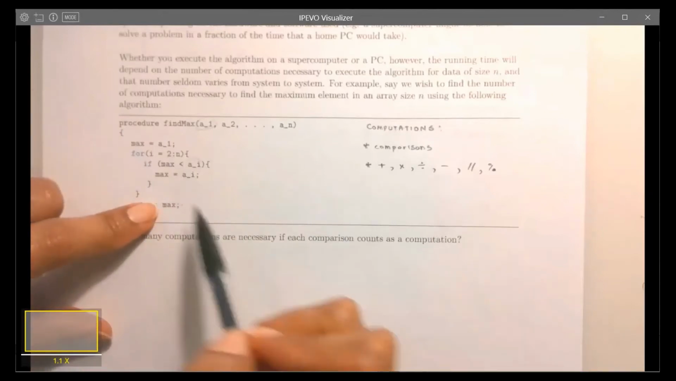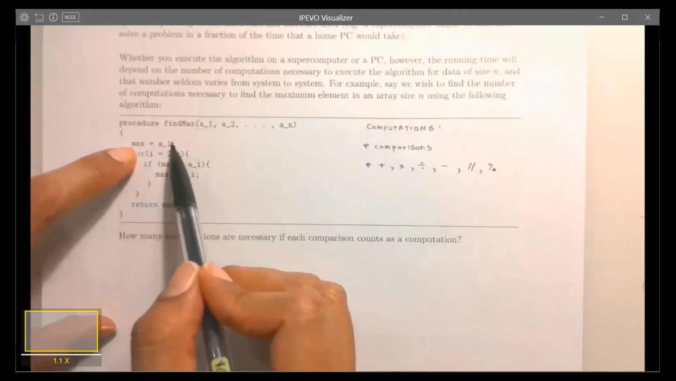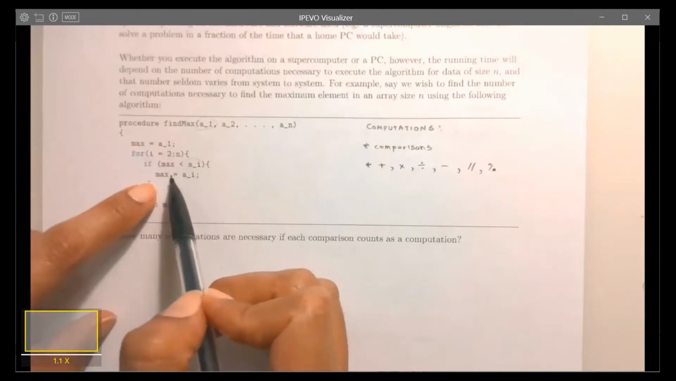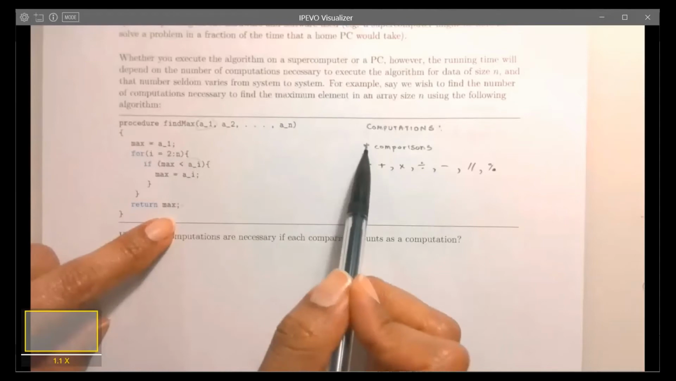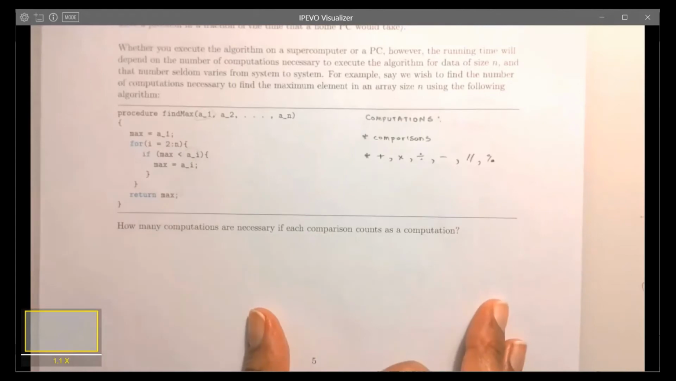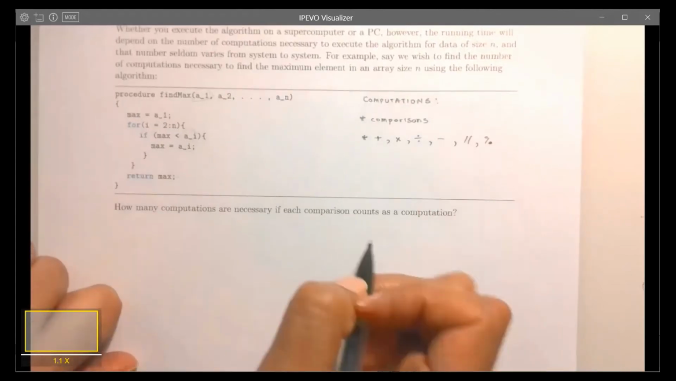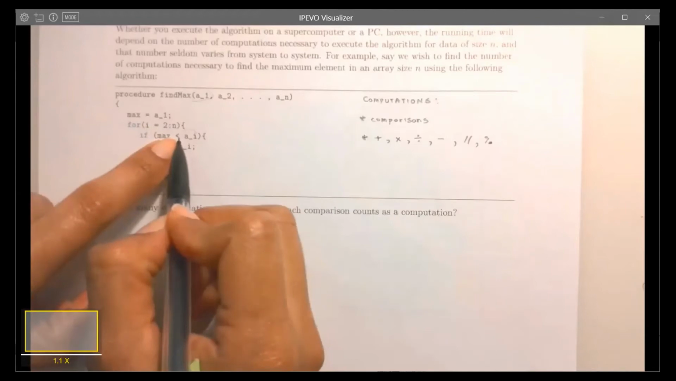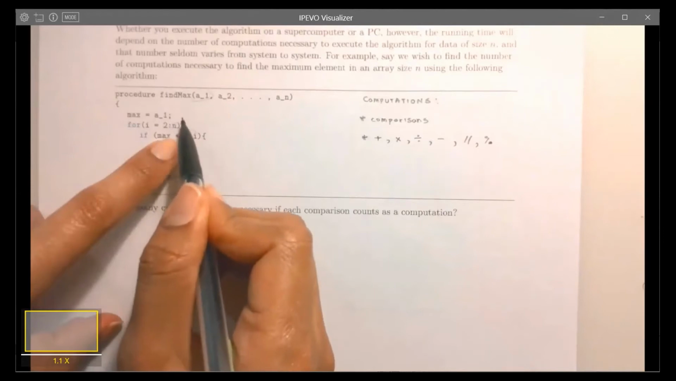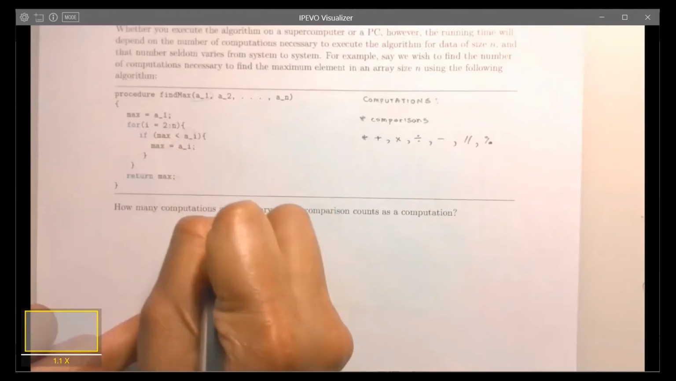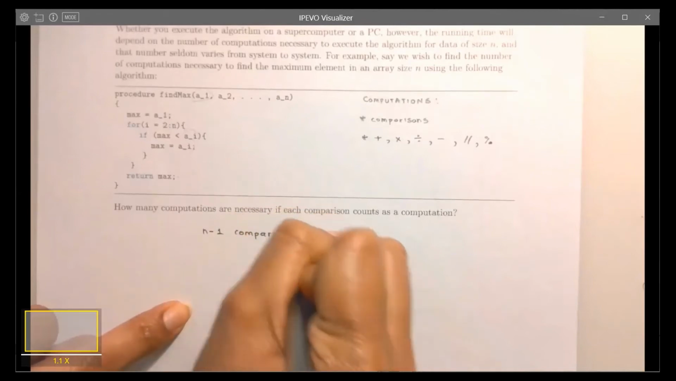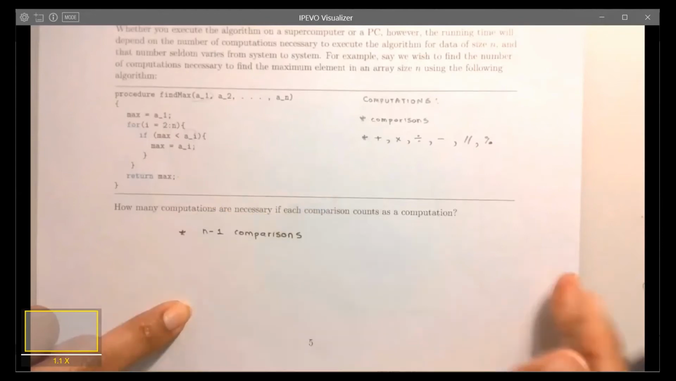the number of computations. So that's why I'm not counting this as a computation, the assignment of A1 to max or the assignment of Ai to max. We just worry about either comparisons or one of these computations. So let's see, how many computations are necessary? Well, first of all, there's this comparison, and that comparison happens for i being 2, 3, all the way to n. So there are n minus 1 comparisons.